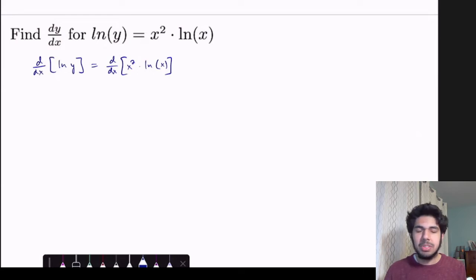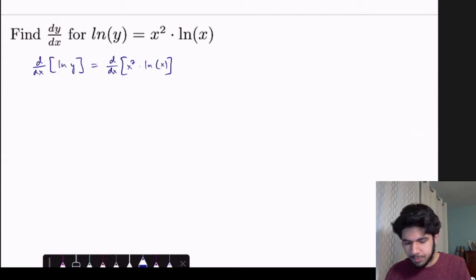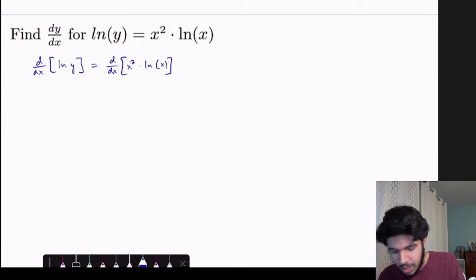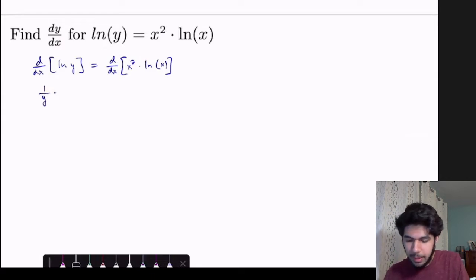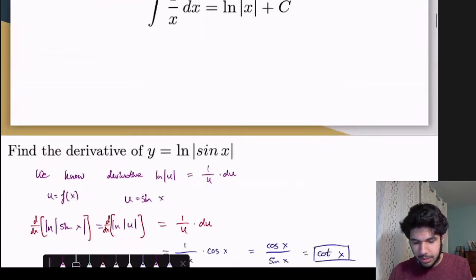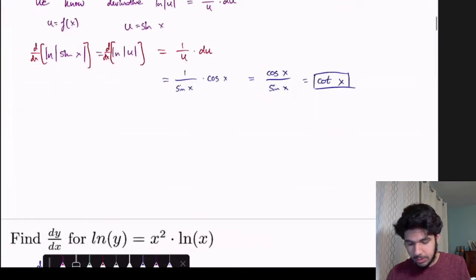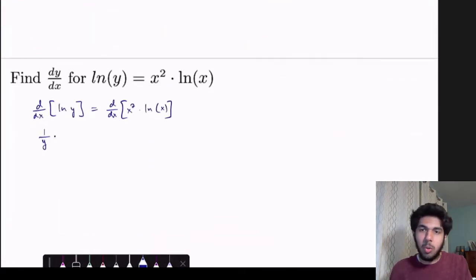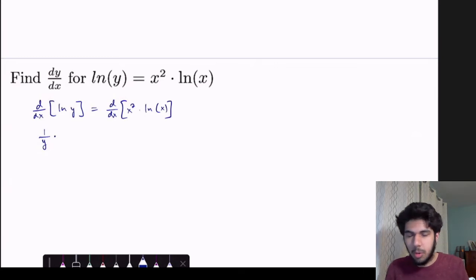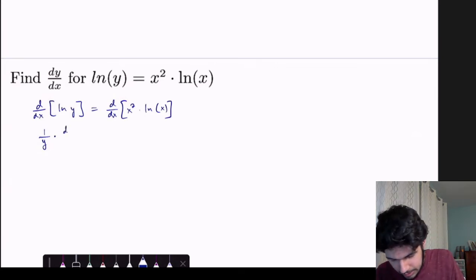So remember, with implicit differentiation, we differentiate the function of y as normal, but then we throw in that dy dx when applicable. So the derivative of ln of y, that would be 1 over y, but then we have to multiply by the derivative of y. Remember, if we go back here, the derivative of ln of u is 1 over u times the derivative of u, where u was a function. So in this case, we can link y being a function of x, so the derivative of y with respect to x is simply dy dx.